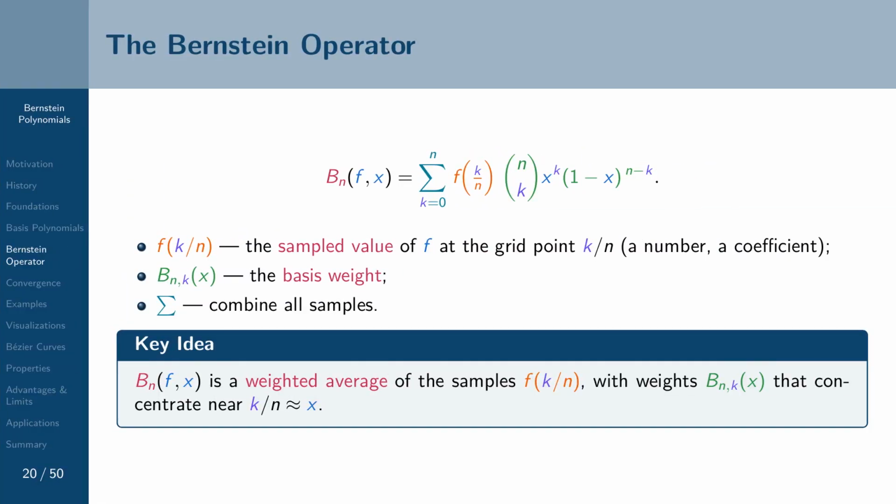Now we build the approximation. The Bernstein operator of degree n applied to f, written b sub n of f at x, is the sum over k from 0 to n of f of k over n, the sampled value, times the basis weight b sub n comma k of x. In words, b sub n of f at x is a weighted average of the samples f of k over n, with weights that concentrate near the grid points closest to x.